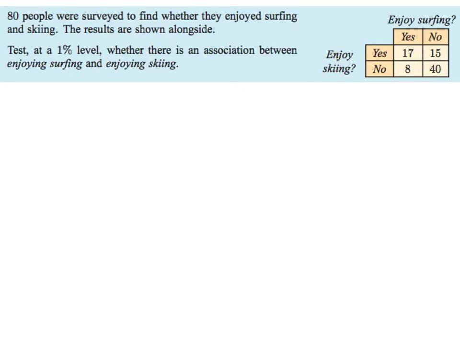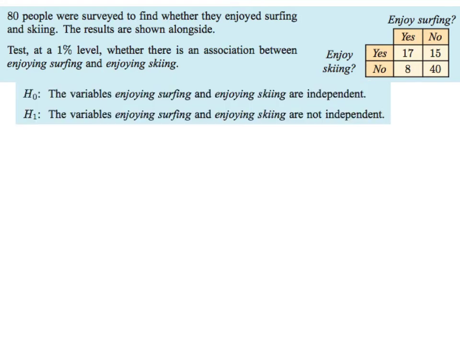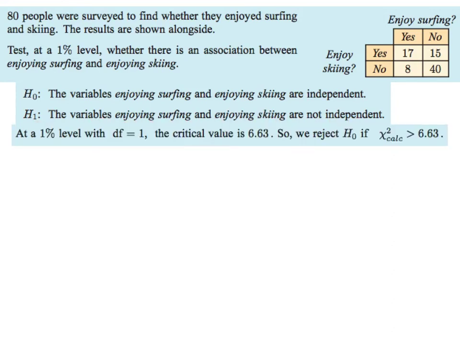So let's try this. We first start by stating our null hypothesis. Our null hypothesis is, remember, always saying that our two variables are independent. So enjoying surfing and enjoying skiing are independent. Our alternative hypothesis, or H sub 1, is that the variables are not independent. Okay, so now we've defined that. We need to create our rejection inequality. And in order to do that, we need to look at our table to find our critical value.